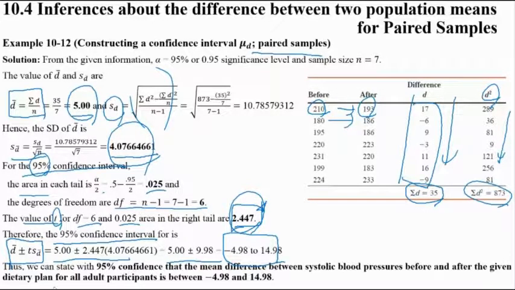So our conclusion is the 95% confidence interval for the mean difference between systolic blood pressure before and after the dietary plan, for all adult patients, is between these numbers. So 95% of people come out between these numbers.